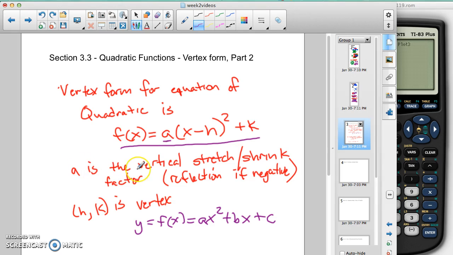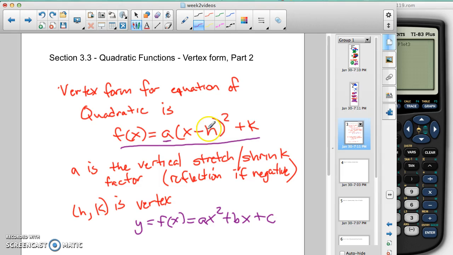A is still telling us whether we stretched it out or we shrank it, depending on the factor of A. If the absolute value of A is greater than 1, we're going to stretch it out. If the absolute value is less than 1 but greater than 0, we're going to shrink it. And if A is negative, we're going to get a reflection on the x-axis. So it's going to flip over the x-axis if A is negative. So all of those things happen with A.